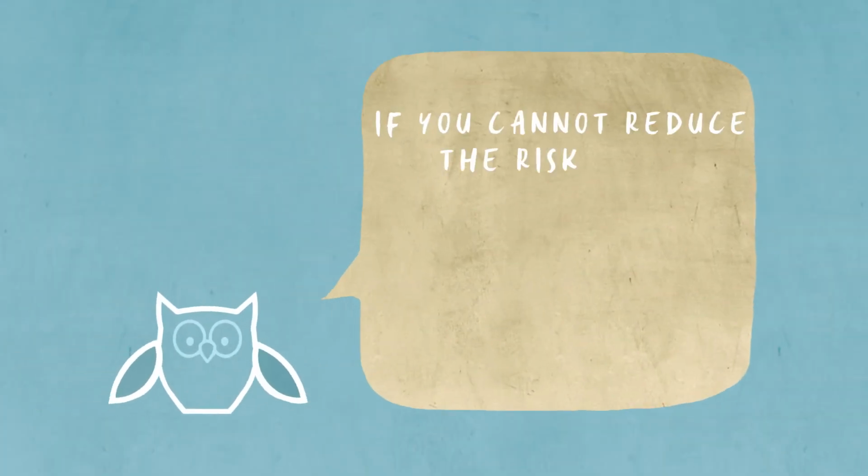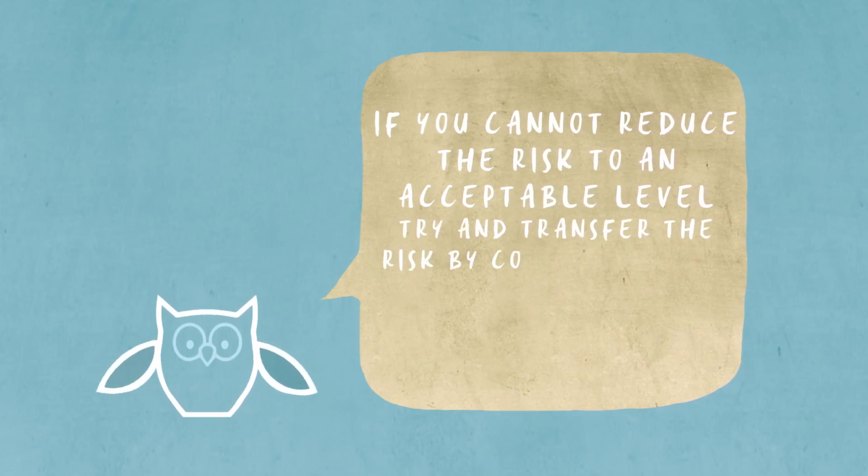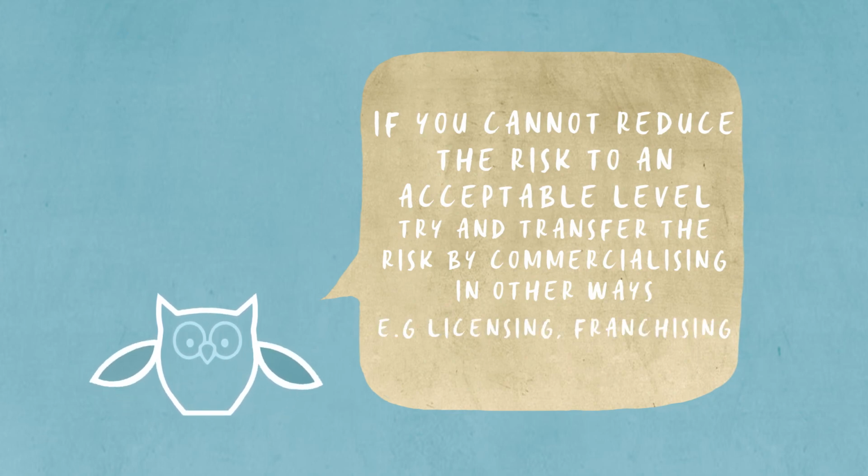The best way to mitigate any kind of risk is to be enthusiastic about the opportunity that the change creates. If you cannot reduce the risk to an acceptable level, try and transfer the risk by commercializing in other ways, for example, licensing or franchising.